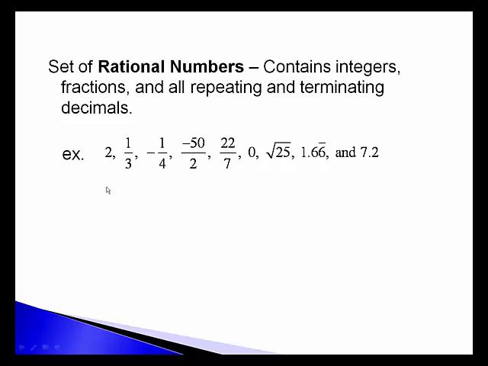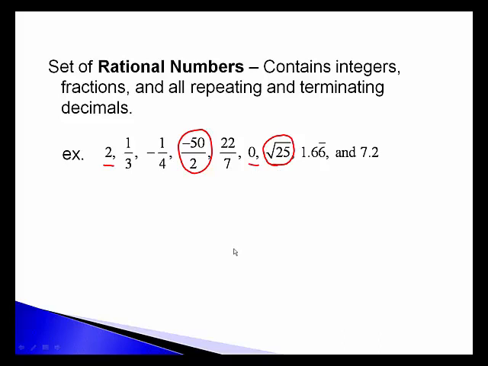As we look at our examples, we would like to notice first of all the integers. Let's begin by looking at the number 2, which is an integer, the number 0, which is an integer. Are there any others? Well, sometimes integers can disguise themselves. For instance, I have here negative 50 divided by 2, which is nothing more than negative 25, which is also an integer, and I have the square root of 25, which is nothing more than 5, which is an integer.